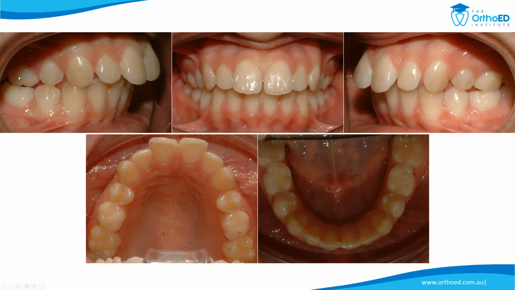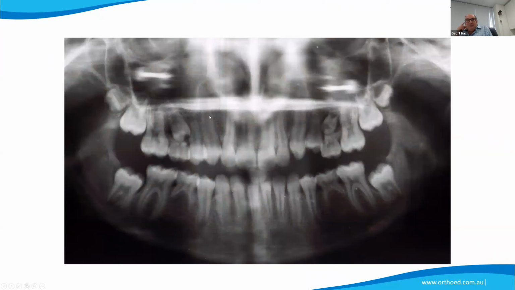Unpredictable though, isn't it? Oh, absolutely. So you would have to treat this as a maximum anchorage case, so palatal bar and hang on to the 7s. Okay, so we'll talk about that in a second. That's the traditional approach.